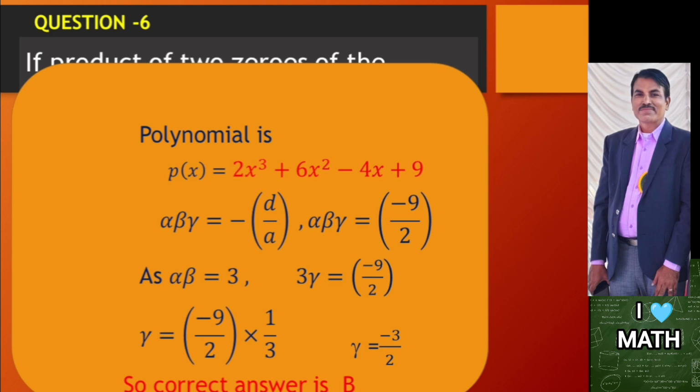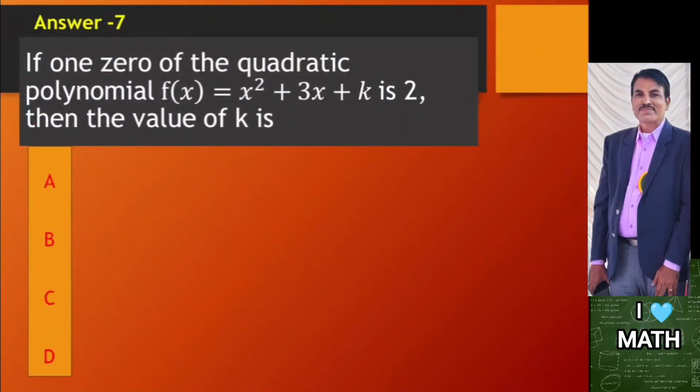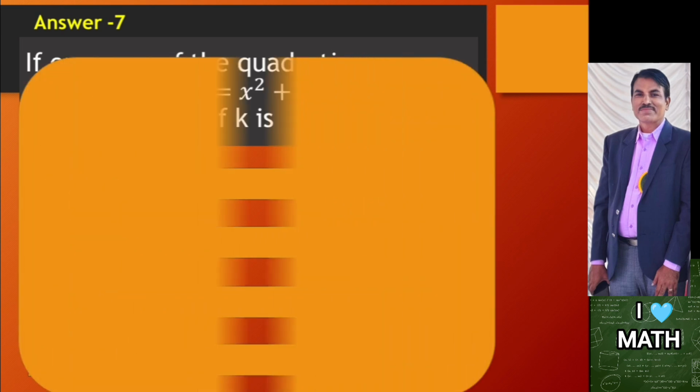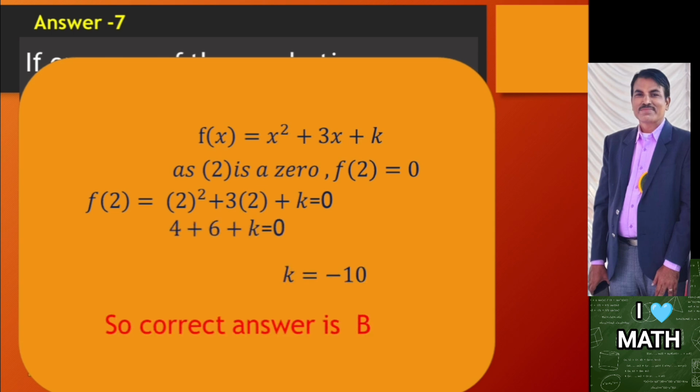Okay, moving on to answer number 7. In answer number 7, you can see, if 1 zero of the quadratic polynomial f of x is 2, then the value of k is asked. When 1 zero is given, as we have done before, just substitute the value of the zero in place of x. So we will find that k is equal to minus 10. Correct answer is bit number B. These are the types of questions coming in board exams, so it's for your preparation.